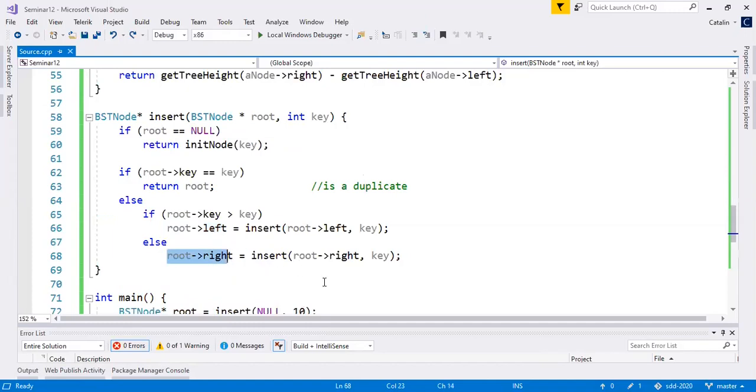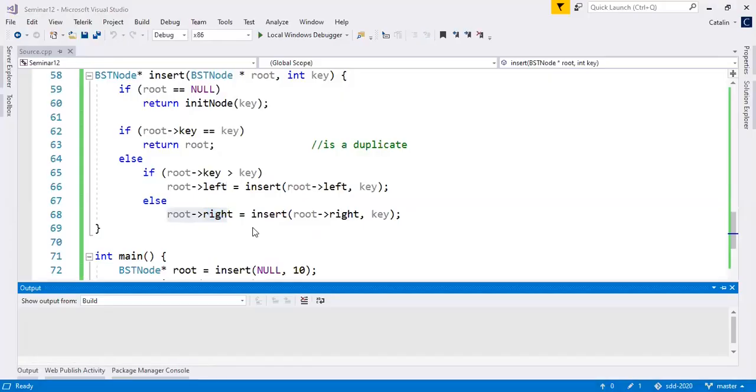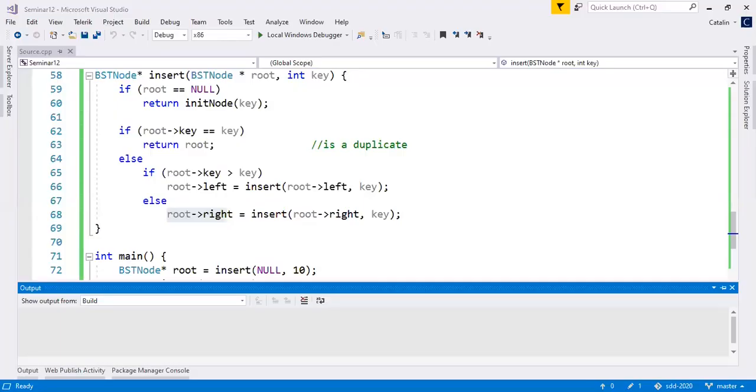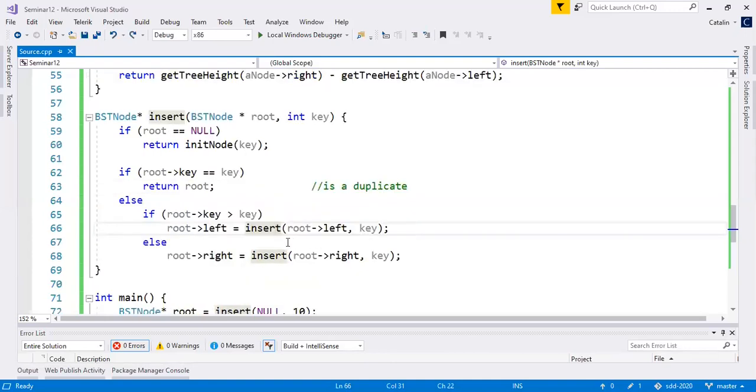Okay, you have seen the symptoms. We had only one node. It's like each time you inserted a new node, that node was the only one. Let's try again. Control F5. Okay, the same problem. The tree is 100. Let's check the problem again. So root left equals insert. Okay, yeah, we don't return here. I think this is the problem.